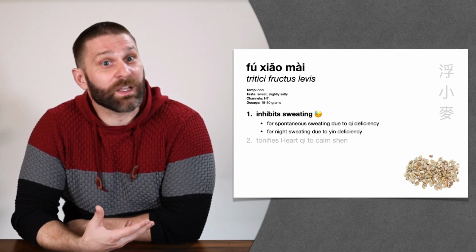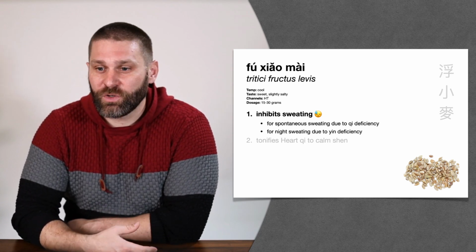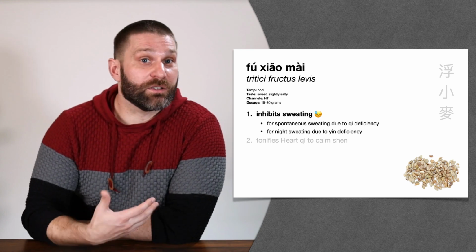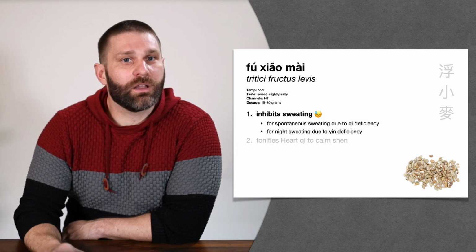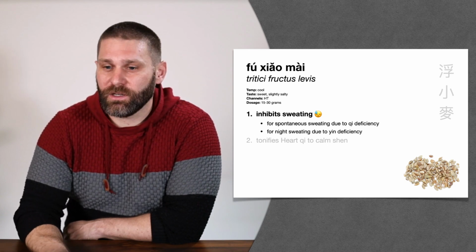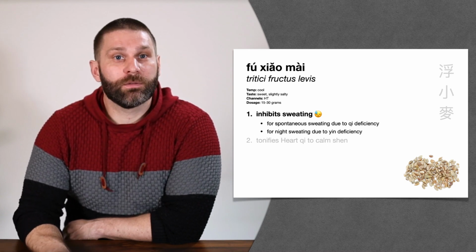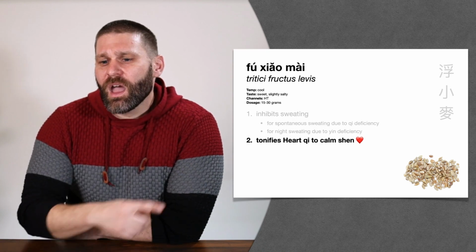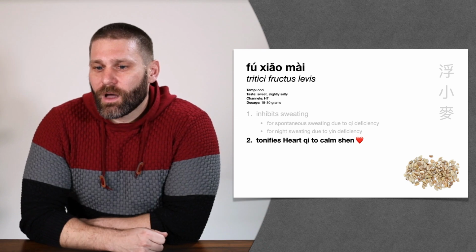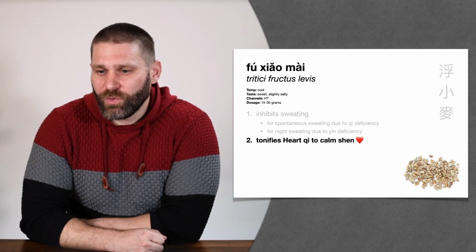Remember, we saw that with herbs like Huang qi and Baizhu. Or if it's sweating during the nighttime, that's usually due to a kidney yin deficiency, which we saw as well in the nourish yin category and the clear deficiency heat category. So Fuxiaomi, floating wheat, stops sweating. We would say that's its main action. And then additionally here, we could say that Fuxiaomi tonifies heart qi to calm shen.